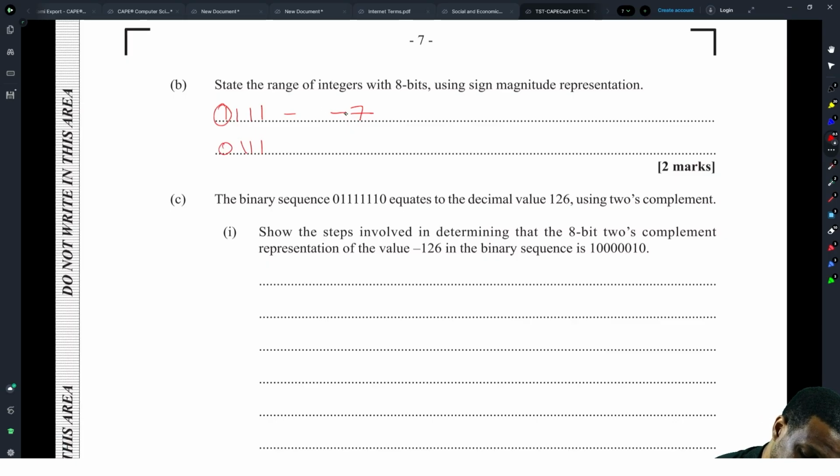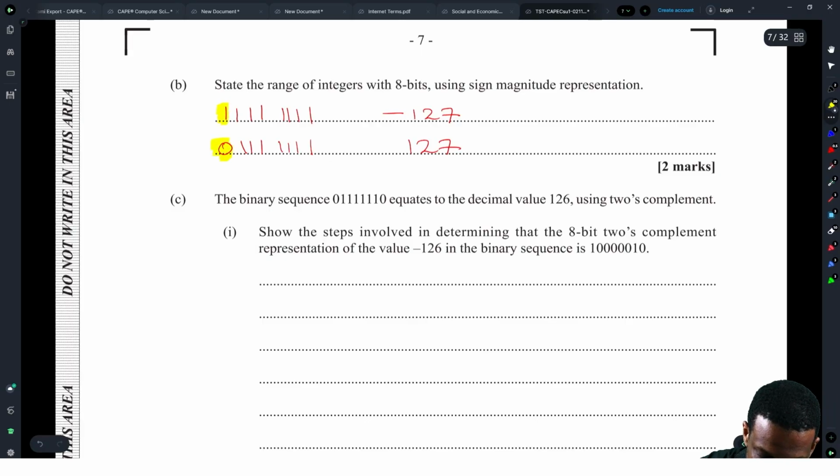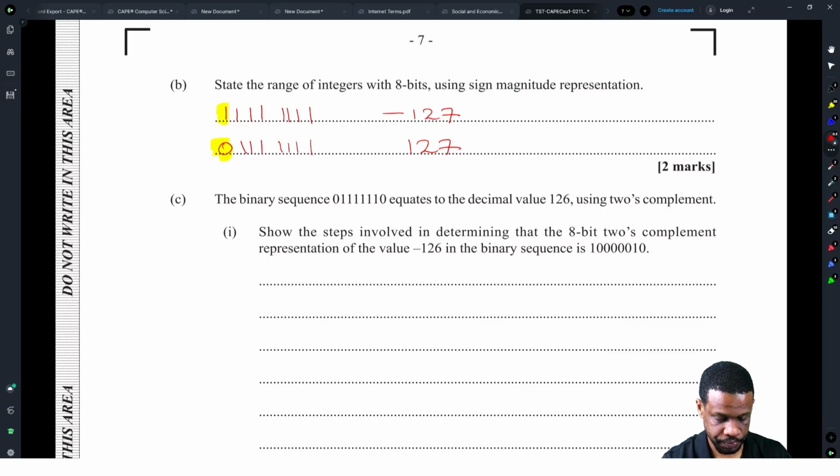I'm very sorry. It's 8 bits. So we had to go 1, 1, 1, 1, 1, 1, 1. Right, so you get -127. And then on the other side of the spectrum, you will get +127. Remember, the first bit is the sign bit. So you gotta treat these two first bits here as sign bits, or else they won't be included in the calculation, basically.